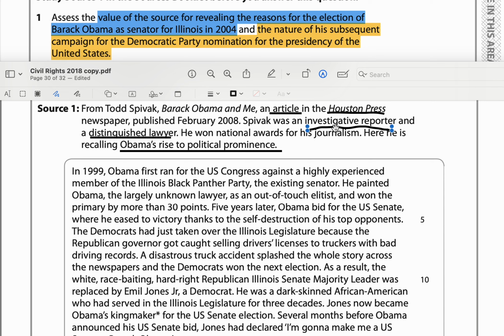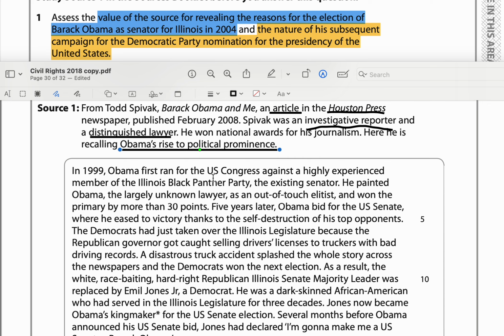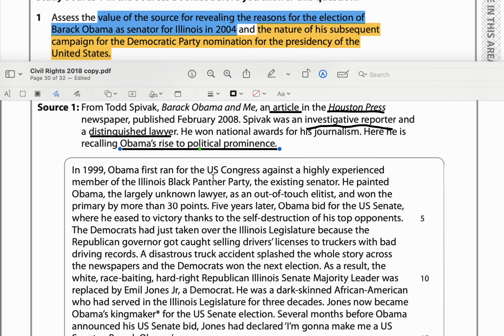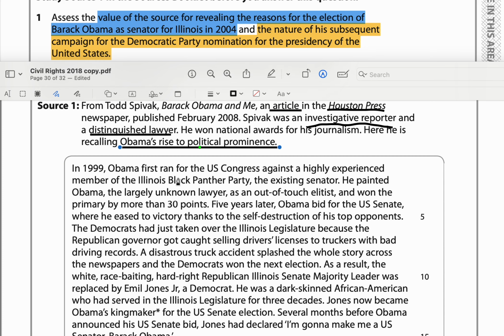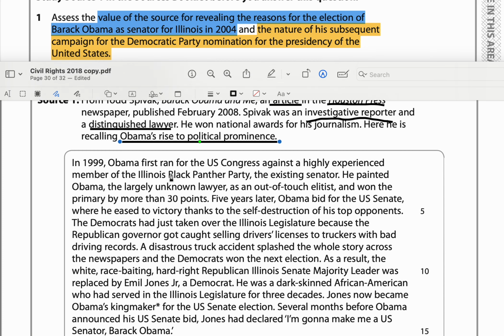The origin of the article, we don't know anything about Todd Spivak. We don't know what his politics are, but we could say, well, it's in Houston, it's in Texas, so we maybe should be wary of that. The purpose is focusing on Obama's rise to political prominence, and I've talked about the audience. So they are things to keep in mind, and you would talk about them in paragraph 3. But it's bringing quite a lot of value already, and that's a key word in the question, assess the value. So it's bringing value to both inquiries because of the nature and the provenance of the source.